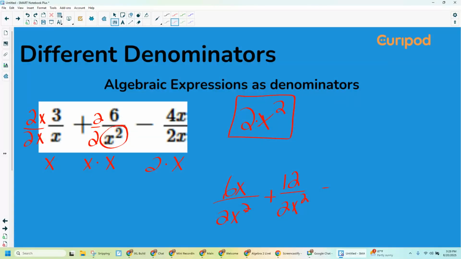And minus the 2x, to turn it into 2x squared, I need to multiply that by x over x. So I would get 4x squared over 2x squared. All right, so that is how we would do that.